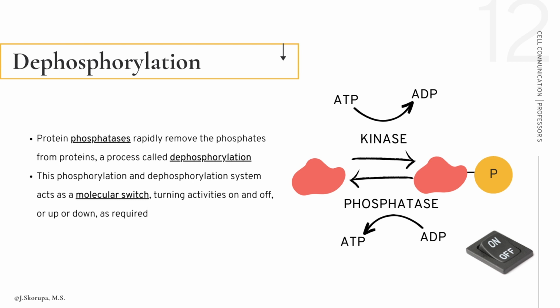Now, if a cell can put it on, the cell can take it off. And by it, I mean the phosphate group. Here is dephosphorylation. If the cell purposefully activated something to achieve an end goal, it usually will also have to inactivate it once that goal is achieved. Protein phosphatases rapidly remove the phosphates from proteins, which we call dephosphorylation. This phosphorylation and dephosphorylation system acts as a molecular switch, turning activities on and off or up and down as required.